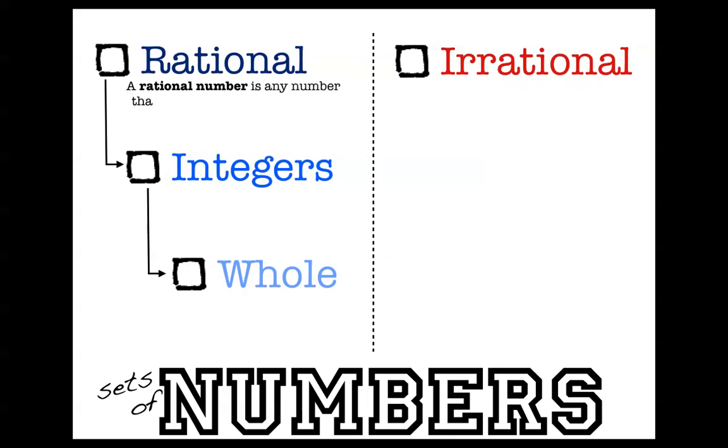What's a rational number? A rational number is any number that can be written as a fraction. We already knew that. 2/3 is rational because it's written as a fraction. 0.25 is rational because you could write it as 1/4. 7 is rational because you could write it as 7/1. Negative 17 is still rational even though it's negative because you could still write it as negative 17/1.